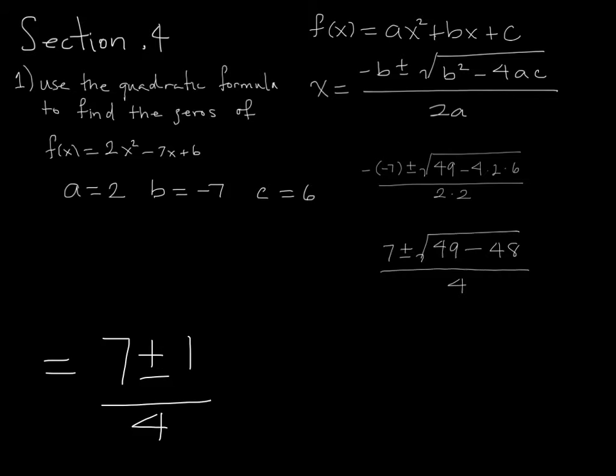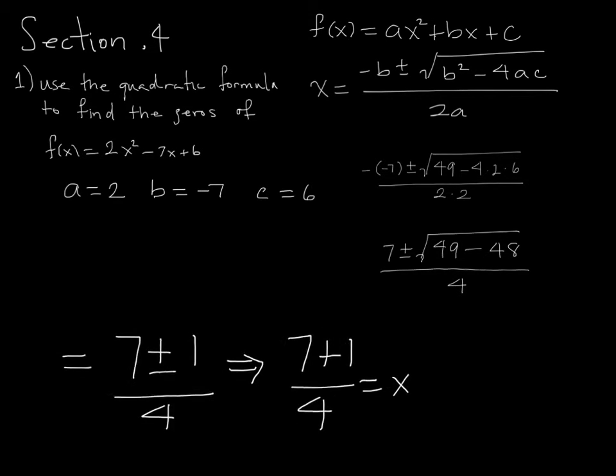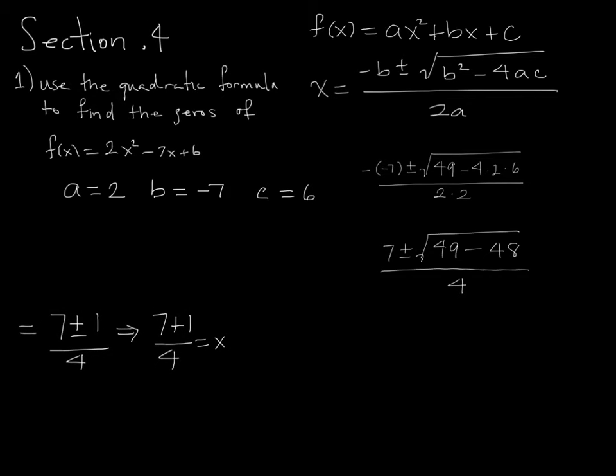Now this actually gives us two answers because of the plus or minus, so we really have 7 plus 1 over 4 is x, and we also have x equals 7 minus 1 over 4. This plus corresponds to this plus, and this minus corresponds to this minus.